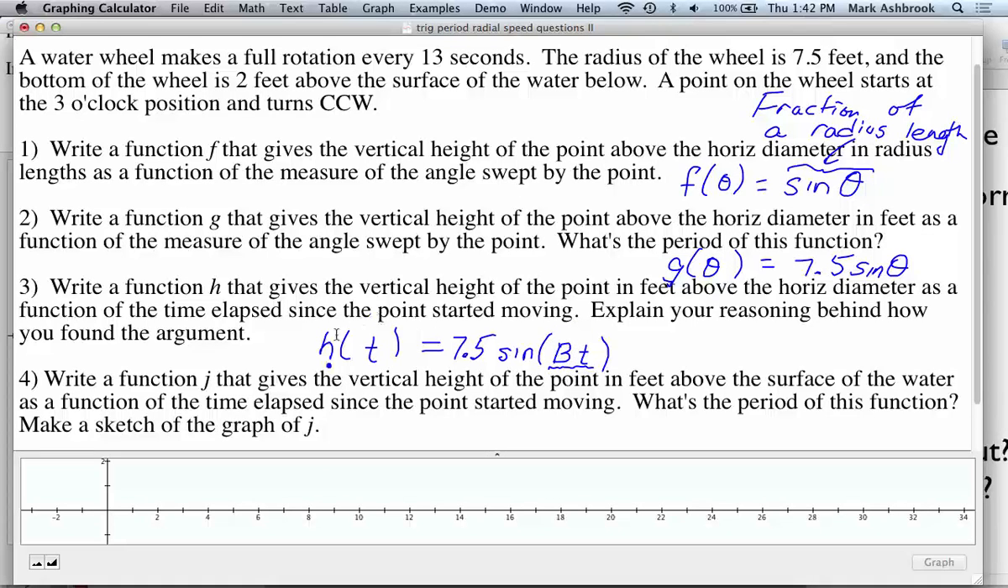Well, now we're writing the formula from scratch. We don't know what that multiplier is. But that argument bt is the angle swept counterclockwise from the 3 o'clock position, so it's theta. So now to write this function h means figuring out what the value of b is. So what information do we have to get that? 13 seconds. What is that?